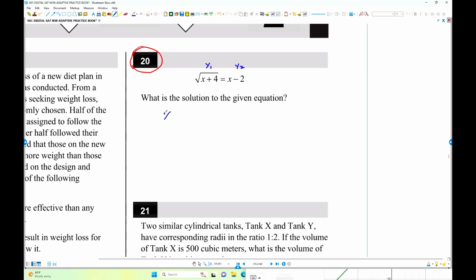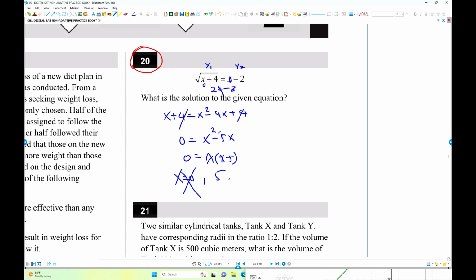When you square both sides, x plus 4 equals x squared minus 4x plus 4, right? The 4 is cancelled out. You get 0 equals x squared minus 5x. When you factor this, x times x minus 5 equals 0. We have two solutions, x equals 0 and 5. But x equals 0 cannot be the solution, right? Because when x equals 0, the square root of 4 is 2, which is positive, and the other side is negative, so they are not equal, right? So this solution is called an extraneous solution, okay?